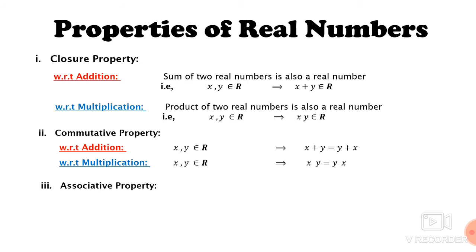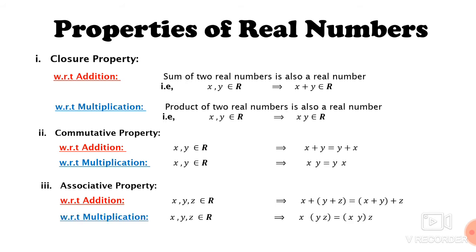Next we have associative property. With respect to addition, x, y and z belong to real numbers, the three real numbers. y plus z plus x is equal to x plus y plus z. We have also learned this property for union and intersection of sets.